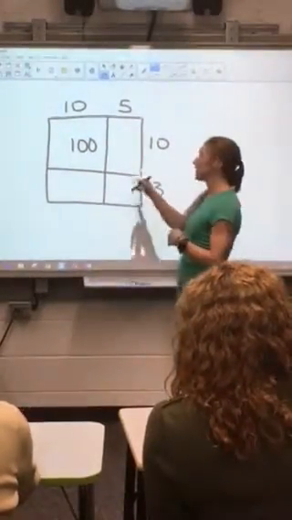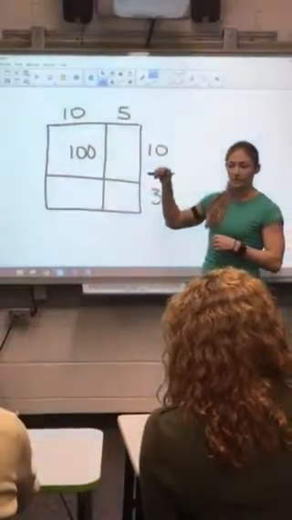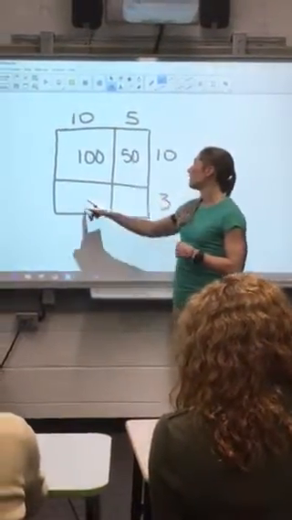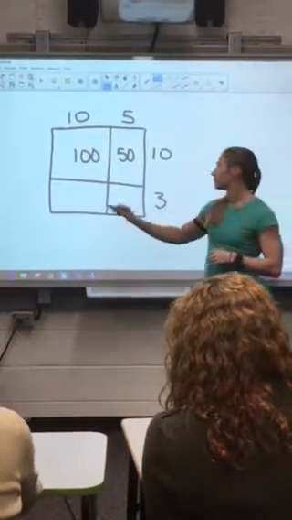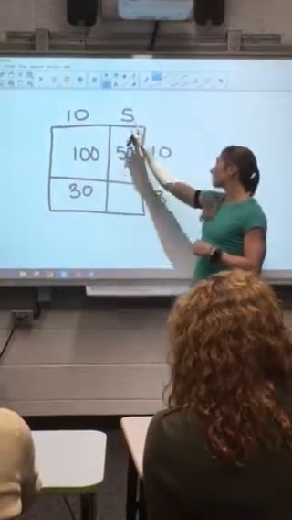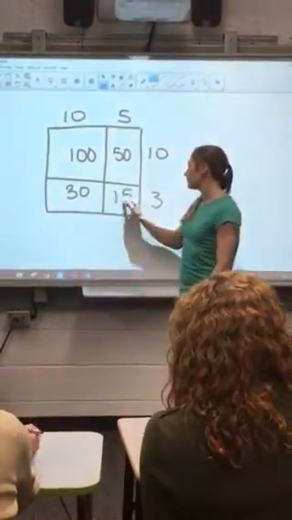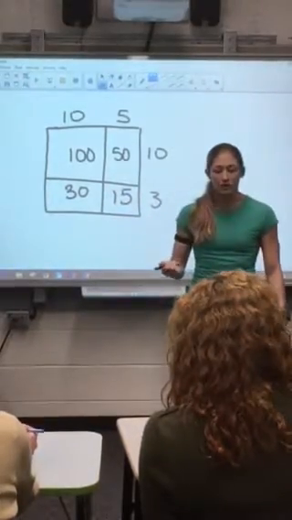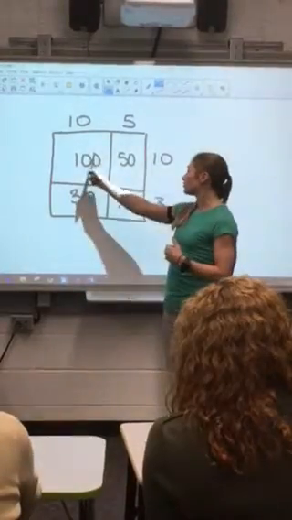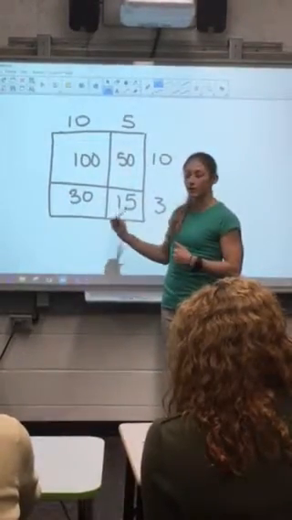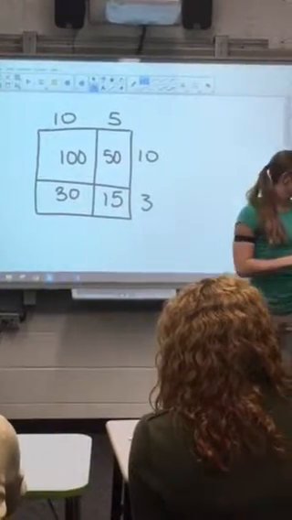Then we're going to move on to fill out the rest of those. This rectangle is 5 times 10. That gives me 50. Bottom left is 10 times 3. 30. And bottom right is 5 times 3. 15. Once we have all of these partial products, we just need to find the total, so we're going to add all of those numbers up. We have 100 plus 50 plus 30 plus 15. I'll give you a second to add those together.